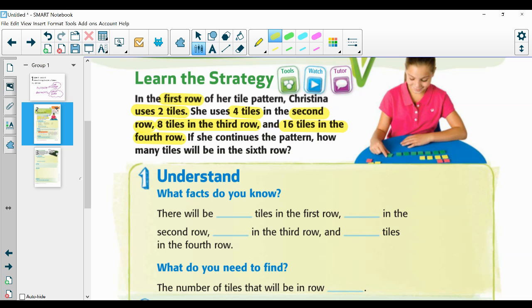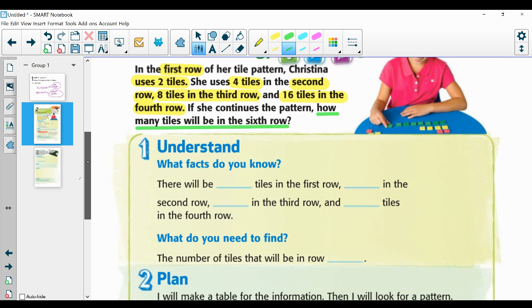The question's embedded in a longer sentence, so here's how I like to do it. I'm going to use a thinner highlighter. I start at my question mark, and I back up until I find a question word. I just read the words backwards because I'm just finding the question word. Row 6, the, in, be, will, tiles, many, how. There's my question word. Now, if I read it frontwards, it sounds like a question. How many tiles will be in the 6th row? So that's what they want to know. Okay, so let's go ahead and fill in our worksheet.